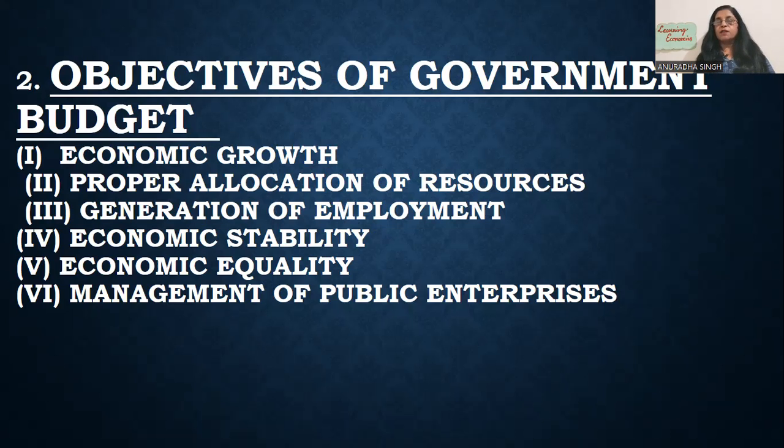Second thing is, what are the objectives of government budget? That means, why do we make a government budget? We make it because we want to ensure economic growth in our country. We want that our GDP should increase. As you know, during the Corona crisis, our GDP decreased by 4%. And recently you also got news that the repo rate has been increased by 0.4%.